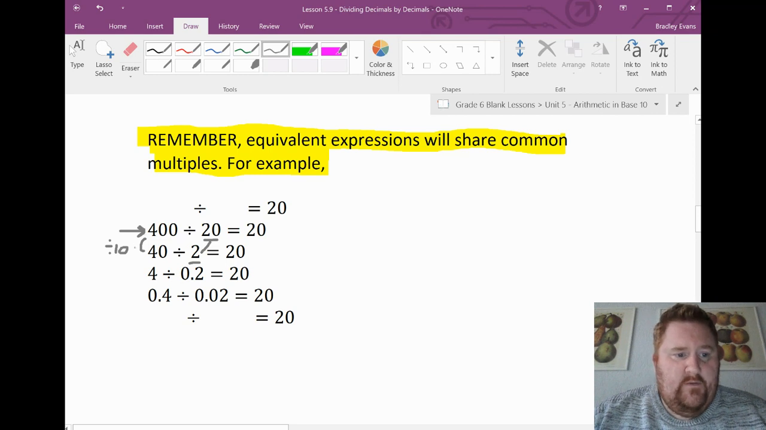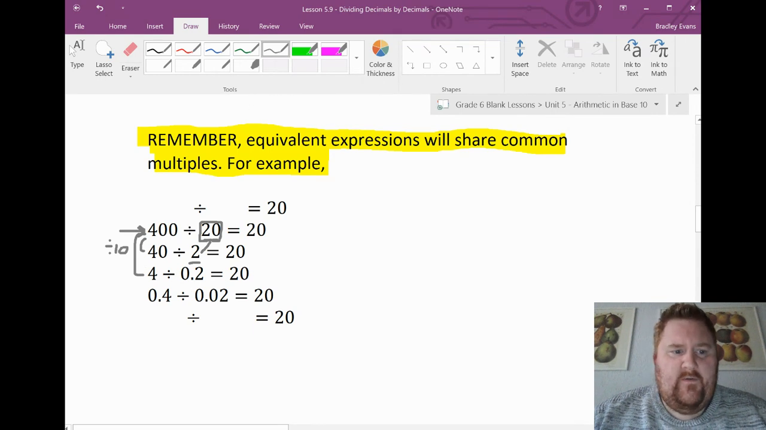From 400 to 4, I've divided by 100. Therefore, I would also need to divide my divisor by 100, which is a multiple of 10, in order to get the same quotient of 20. 20 divided by 100 is going to be 0.2 or 2 tenths.